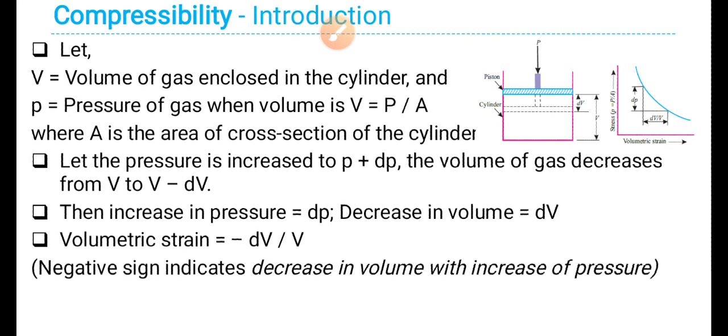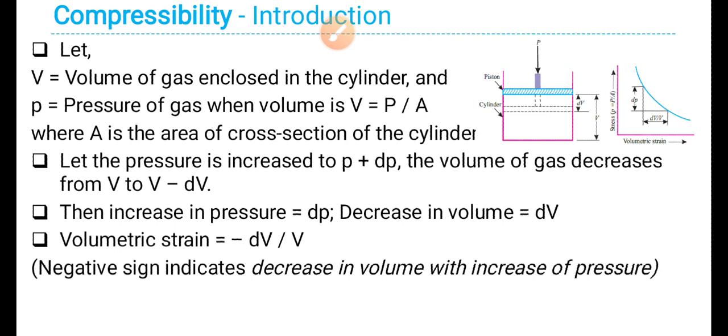Let V be the volume of gas enclosed in the cylinder. The same figure is brought over here also. Let small p be the pressure of gas when volume is V, equal to P by A, where A is the area of cross section of the cylinder or piston. Let the pressure be increased to P plus dP, where dP is the small increment in the pressure. The volume of gas naturally decreases from V to V minus dV, where dV is the small amount corresponding to dP. That's why it is considered as change in volume to the original volume.